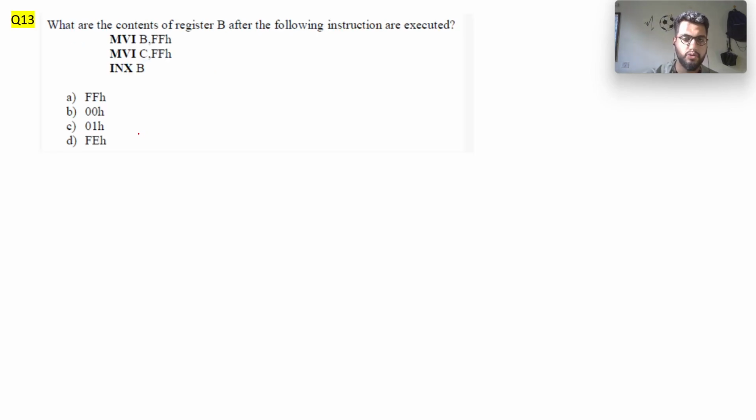Now I would like you guys to do this question, and then I'll show the solution at the end. What are the contents of register B after the following instructions are executed? MVI B FFH, MVI C FFH, then INX B, that is, increment the contents of register pair.